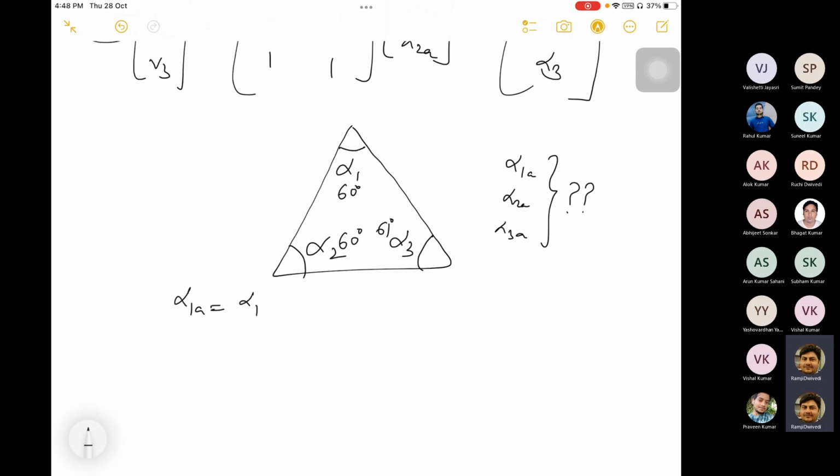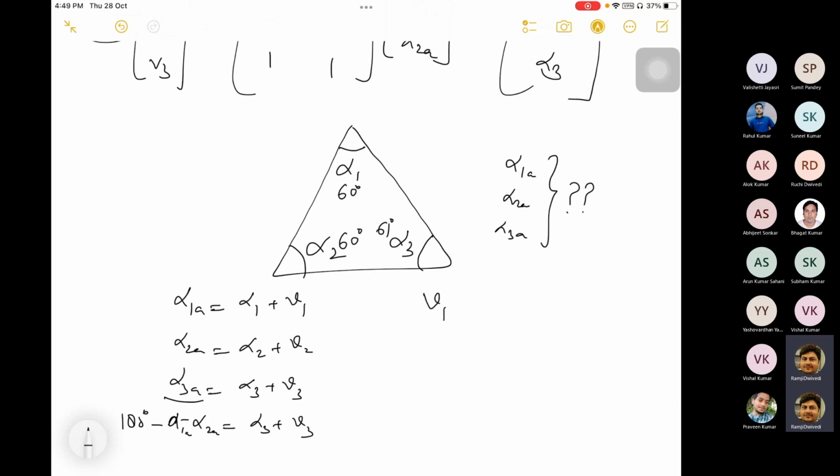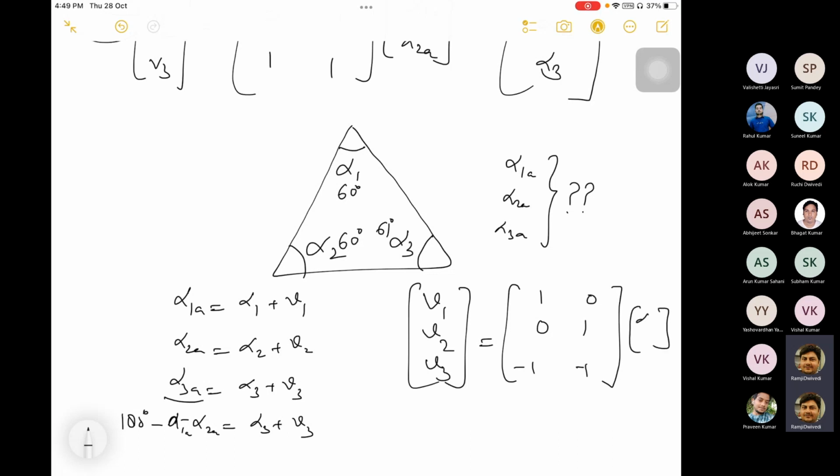The moment you start like this: alpha 1 adjusted is equal to alpha 1 plus v1, alpha 2 adjusted is equal to alpha 2 plus v2, alpha 3 adjusted is equal to alpha 3 plus v3. Now what is the relationship? The relationship is very equal: 180 degree minus alpha 1 adjusted minus alpha 2 adjusted is equal to alpha 3 plus v3. Now you get v1, v2, v3 is equal to 1 0 0 1 minus 1, that would become alpha 1 adjusted, alpha 2 adjusted, isn't it? Minus the third one is important.